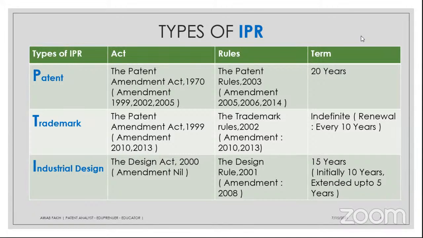So these are the 3 basic IPR. We have learned the types of IPR: patent, trademark, and industrial design, and the term for protection for each. Okay, let's go to the next one.